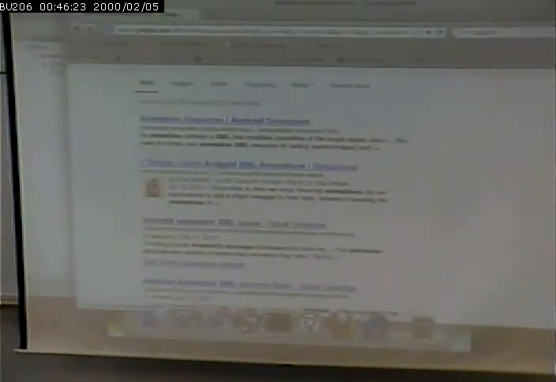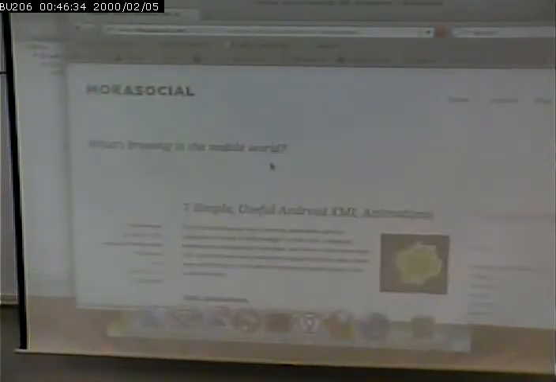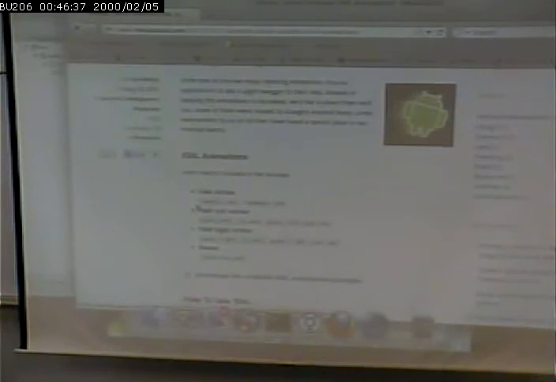Here we're changing X to Y delta, so we're moving it both horizontally and vertically. Here they have fade in, fade out, some of the ones that I was describing. And they're allowing us to download them, which is nice.